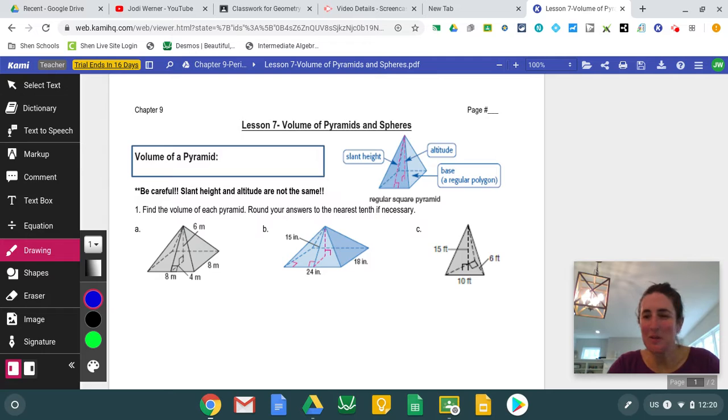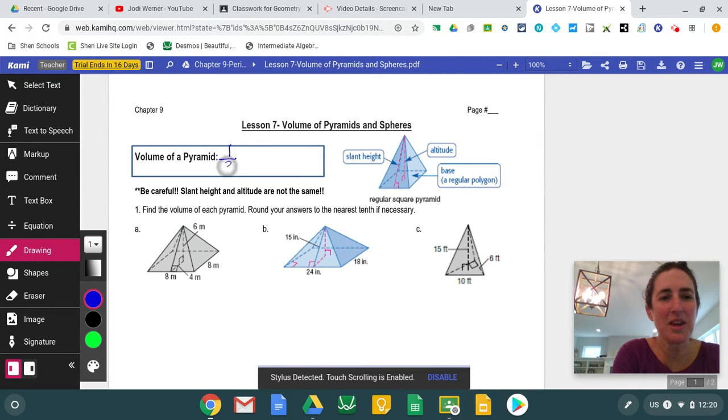So, we are going to do some volume of pyramids and spheres in this lesson. It's going to be great. So, look at the pyramid. Notice that it's not a full shape. So, this is one of those fun ones again. That's going to be a third, 1/3 big B times H.